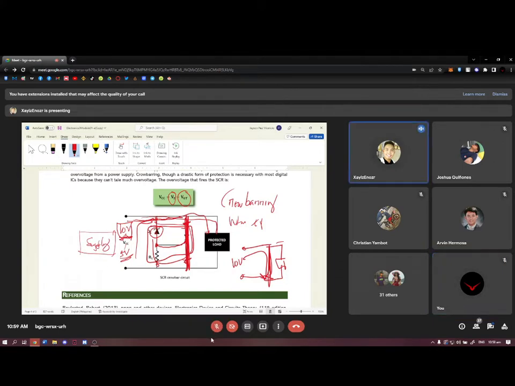Kasi yung mga IC sa sobrang delicate, isang instant lang ng over voltage, sira na agad eh. So, ganun ka-delicate yung ibang ICs. Lalo na sa mga delicate circuits, mga sensors yan.